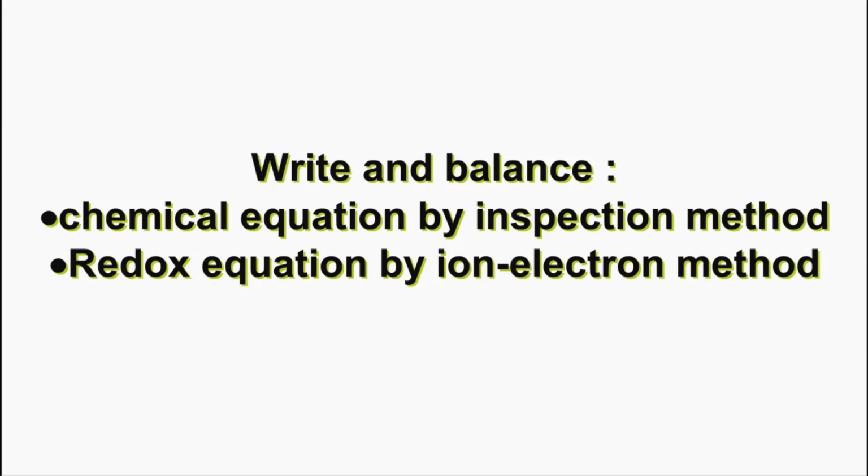So what were those two methods? If you still remember, the first method was the inspection method, where we balance the chemical equation by inspection. And the second method was the ion-electron method, which is especially for balancing redox equations, whether in acidic or basic medium.